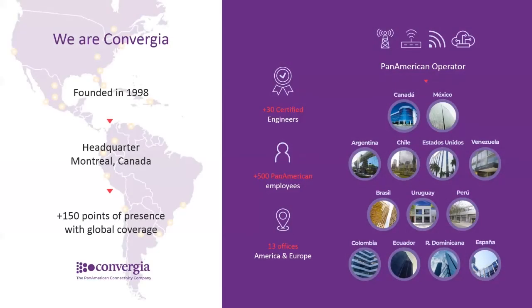Convergia was founded in '98. The headquarters is in Montreal, and we have more than 100 points of presence globally. We have offices between Canada and Argentina in many countries: Canada, Mexico, Argentina, Chile, Venezuela, Brazil, Uruguay, Peru, and we have access to many other countries through our 13 offices between America and Europe. We have more than 500 employees in a Pan-American solution.